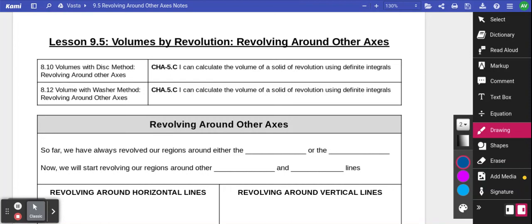Hi everybody, and welcome back for the video for lesson 9.5, which is all about volumes of revolution, so the same thing we've been working on, only today we're going to be revolving around other axes. So we're not going to be using the x and the y axis anymore as our axis of revolution.